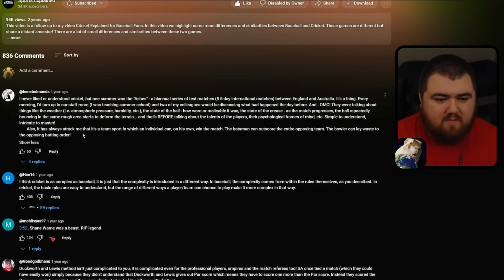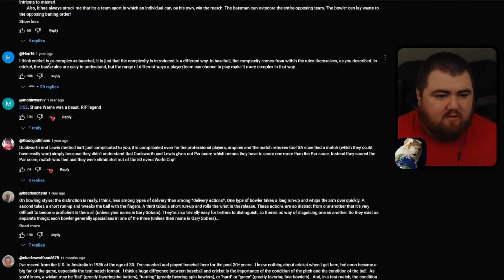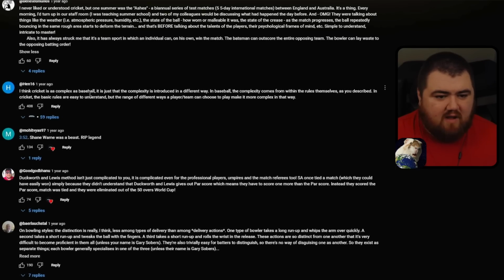Also, it has always struck me that it's a team sport in which individuals can, on their own, win the match. The batsman can outscore the entire opposing team. The bowler can lay waste to the opposing batting order. Cool. I think cricket is as complex as baseball.